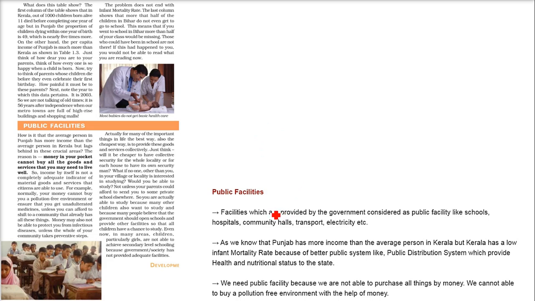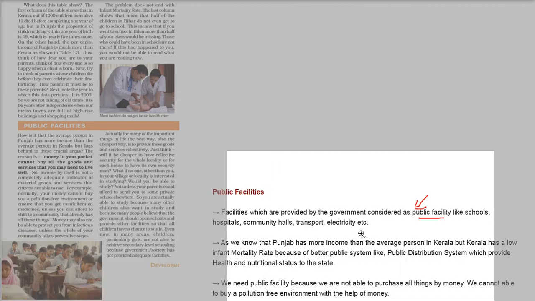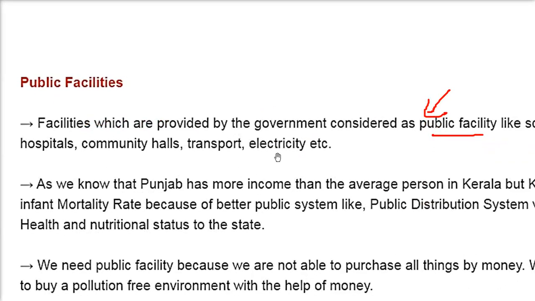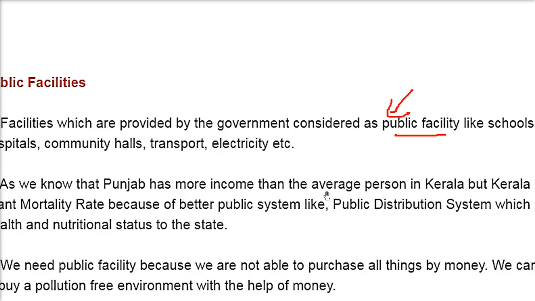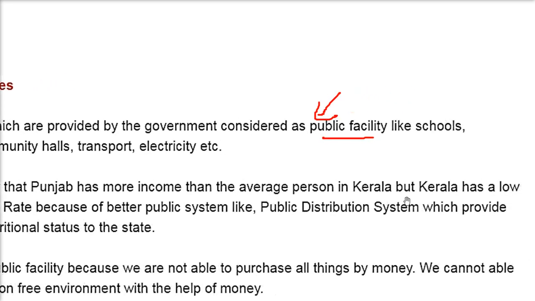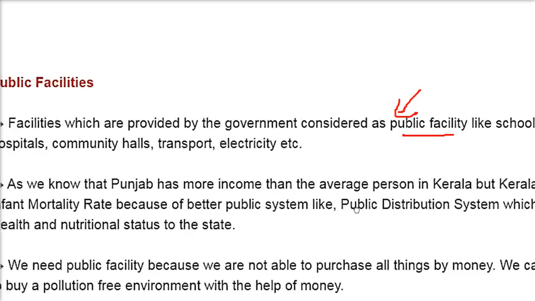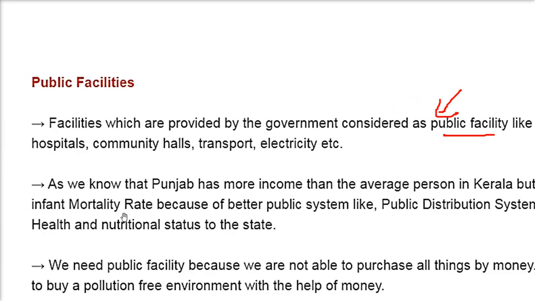Now, what are public facilities? Facilities which are provided by the central government or the state government. And these are the public facilities. That is why they are called public, for people, sarvajanik, like the schools, the hospitals, the community halls, transport, electricity.